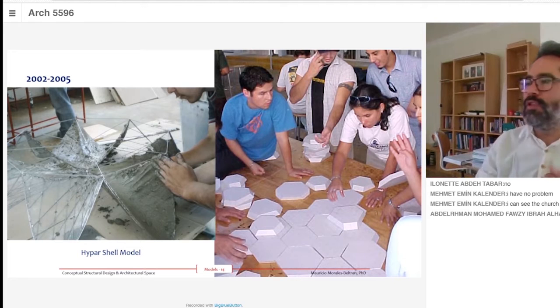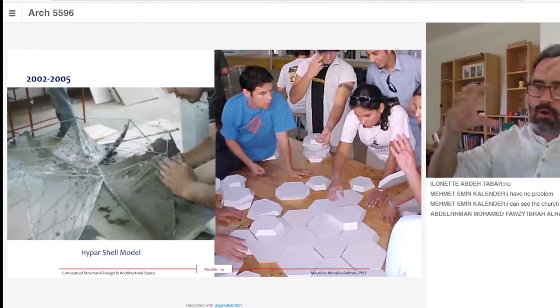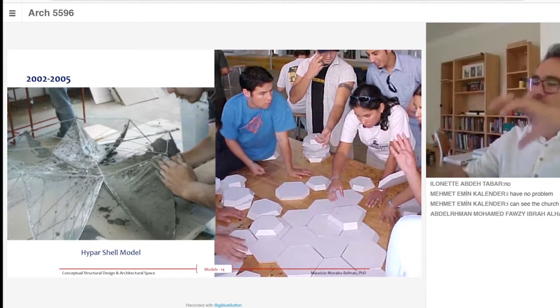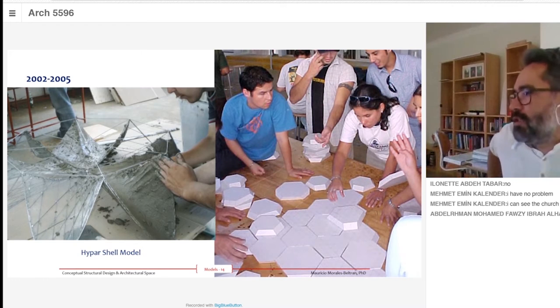So we first developed a kind of geometrical pattern, and then they were fooling around. They were literally fooling around with this to create some exercises on the spot during the class, and that's what they are doing.